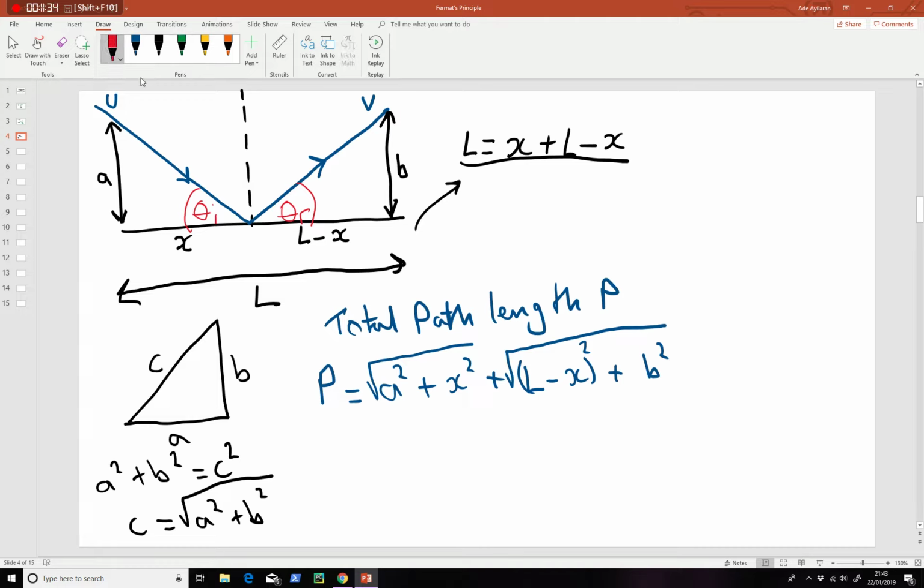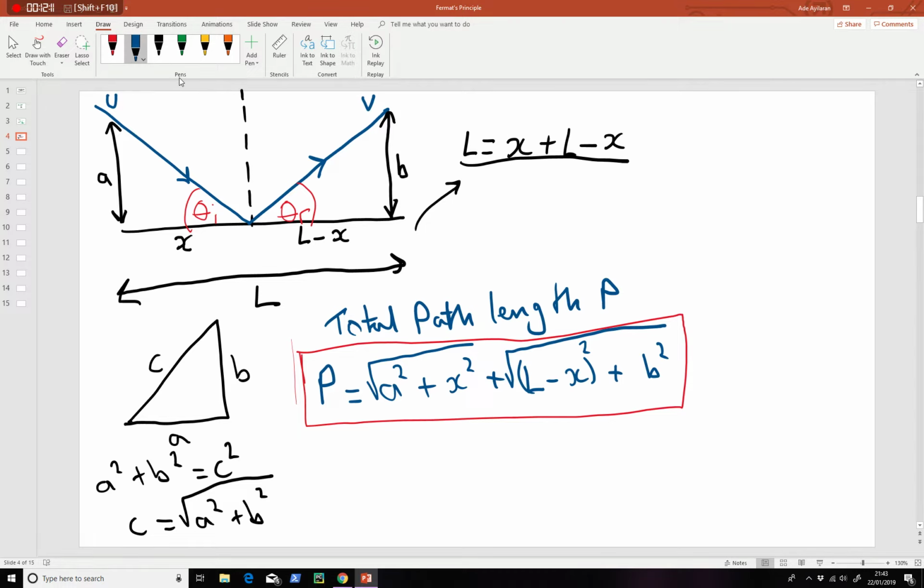Now, this is actually a pivotal part of our solution. What we have done is that we have expressed the path that the light is taking, left to right, even as it is bouncing off of this boundary. So, how do we use trigonometry in order to solve this? Well, we are going to use differentiation.